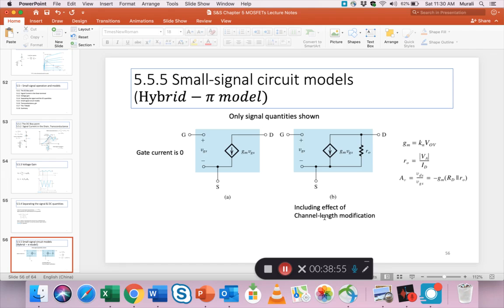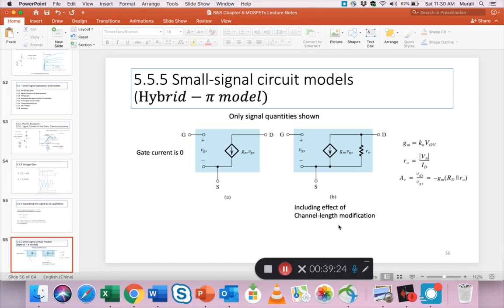This comes about if we are asked to include the effect of the channel length modification, right? As I told you, once you get into deep saturation, something happens to the device and that makes some of your earlier formulas not applicable, meaning they become more complicated because now you have to bring in new factors such as lambda and so on.